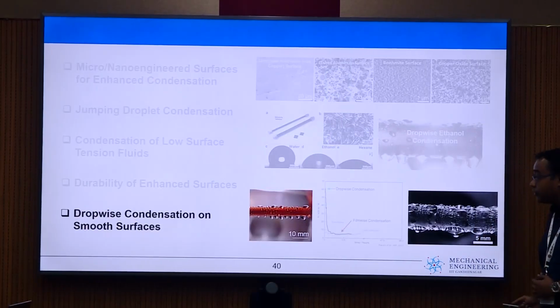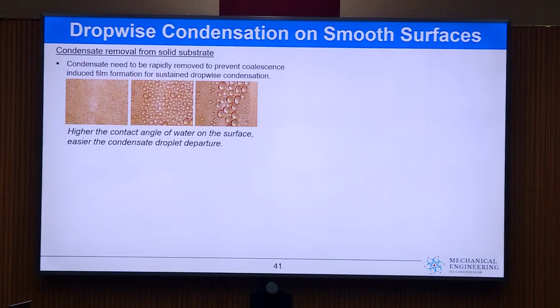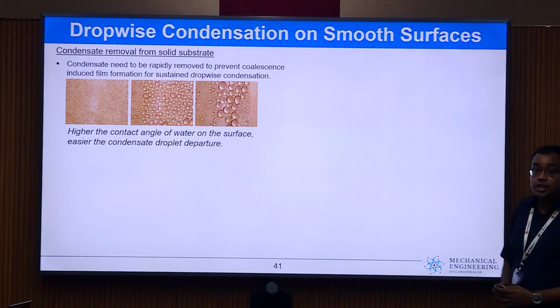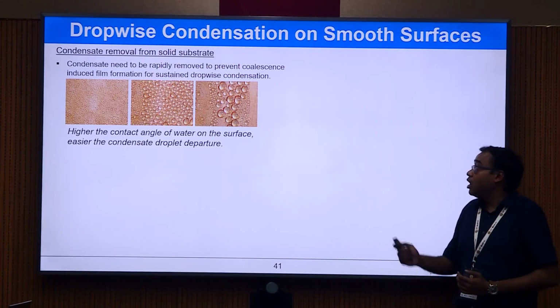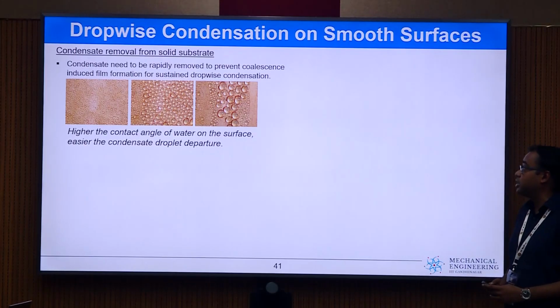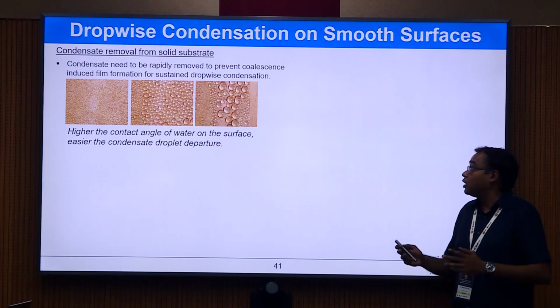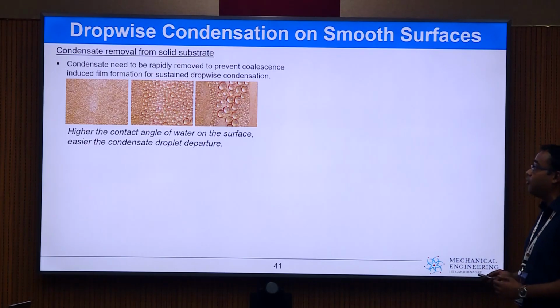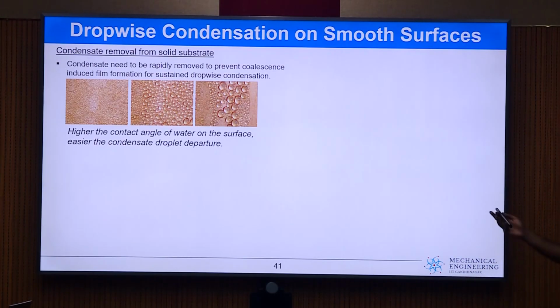So coming to the last part of the talk, I started the talk with the fact that dropwise condensation is something that is realizable in non-wetting surfaces. And we said that we need a superhydrophobic or a hydrophobic surface. And why is it so? Because one of the major challenges is we need to remove the condensate. On a hydrophobic or a superhydrophobic surface, we can remove the condensate before they coalesce and form a film. And therefore, the higher the contact angle of water on the surface, the easier the condensate droplet departure.